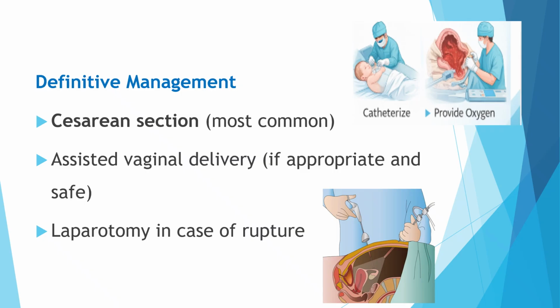Now let's understand the definitive management. Once we confirm obstructed labor, the main aim is to deliver the baby safely. The most common method is a cesarean section because it is the safest and quickest way when the baby cannot come out normally. In some selected cases, if it is safe and the situation allows, we can go for assisted vaginal delivery using instruments. But this is only done when conditions are favorable. If there is a serious complication, like uterine rupture, then an emergency surgery called laparotomy is done to save the mother's life. So overall, the goal is quick and safe delivery to prevent complications for both mother and baby.